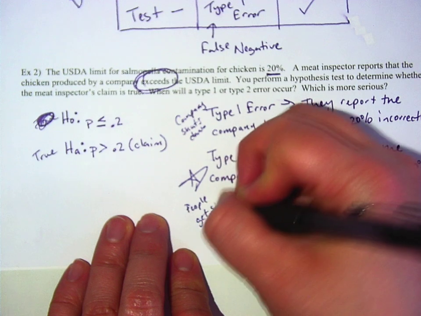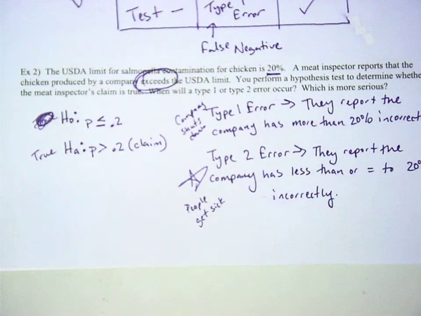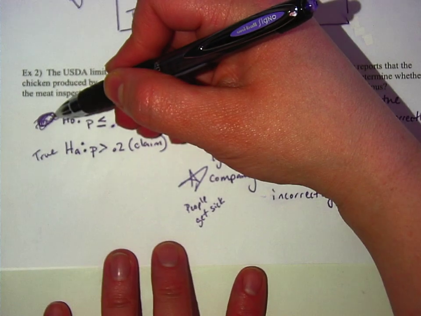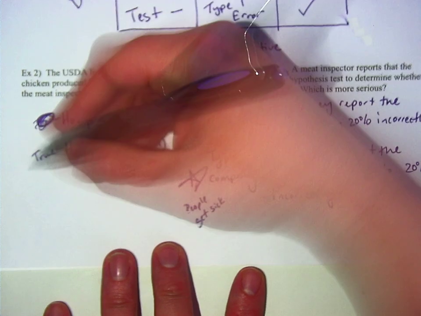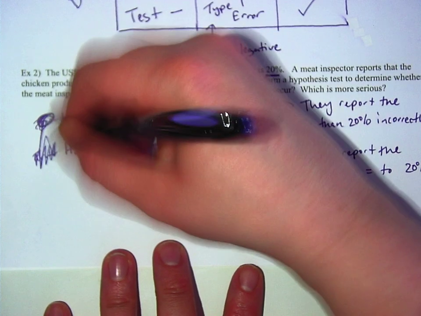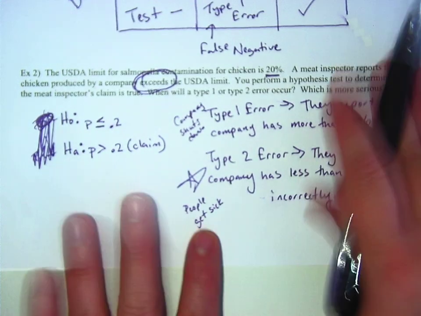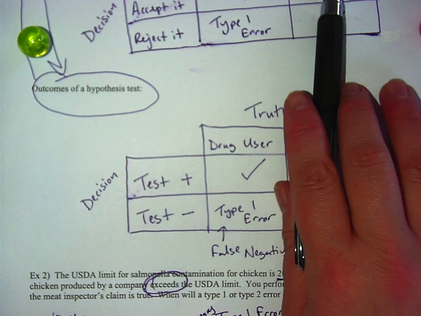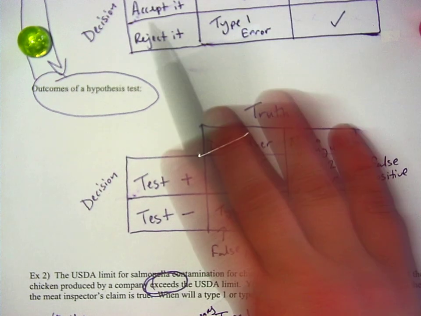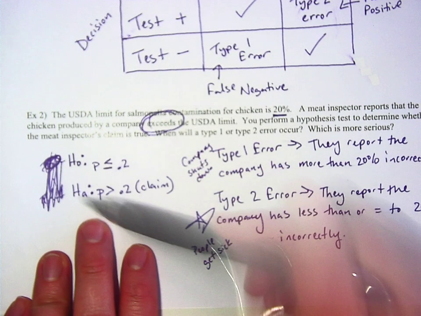Why did you put a true next to H sub A then? Well, I also wrote true up here, and then I crossed it out when I was doing the second example. Because the second one is that H sub O is false, but they accept it. So since that one was false, I called this one true.